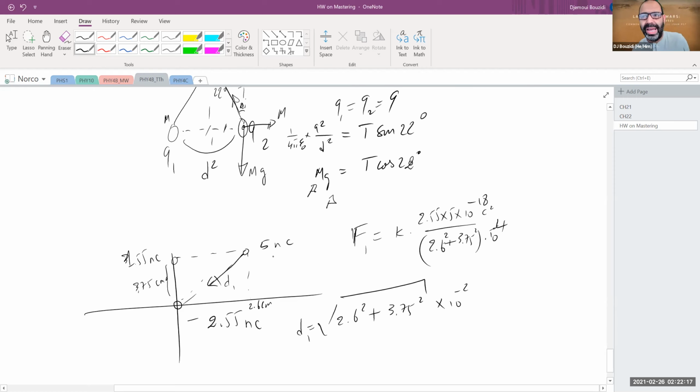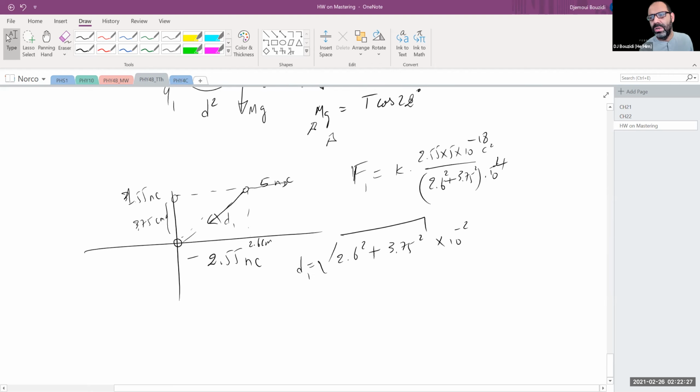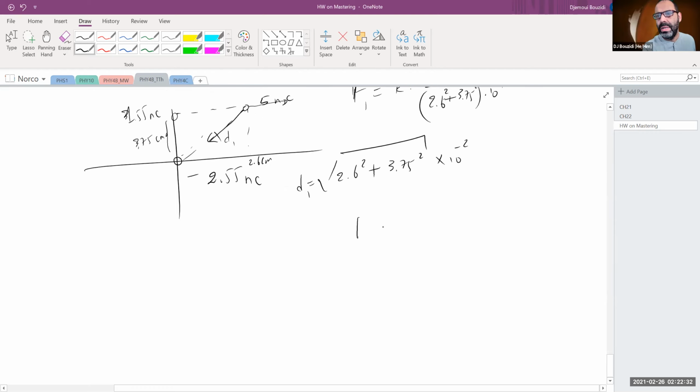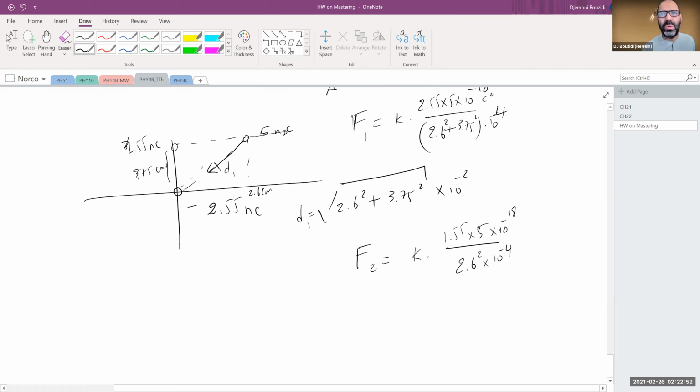I need to find F2 now. This is positive and this is positive, so F2 is pointing this way. In magnitude, the distance between them is 2.6 centimeters. So F2 is equal to simply K times the product of the two charges, 1.55 times 5 times 10 to the negative 18, both in nanocoulombs, divided by the distance squared, which is 2.6 squared times 10 to the negative 4.